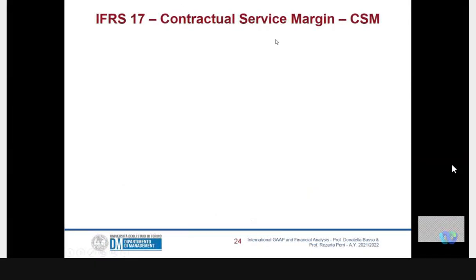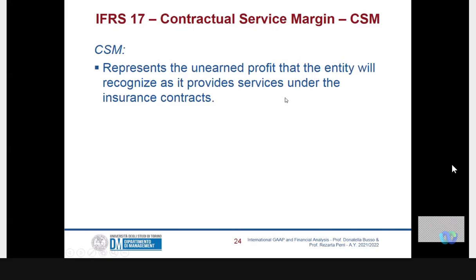And how to account for the onerous contracts we will mention later. Now, the second component that IFRS 17 requires you to calculate and disclose is the contractual service margin. Contractual service margin represents the unearned profit that the entity will recognize as profit as it provides services under the insurance contracts. Again, remember, the standard does not allow you to recognize profit in one step, on day one of receiving the premium, but instead to distribute and allocate this profit over the time span of the contract.